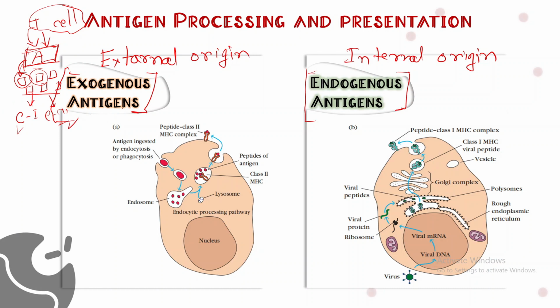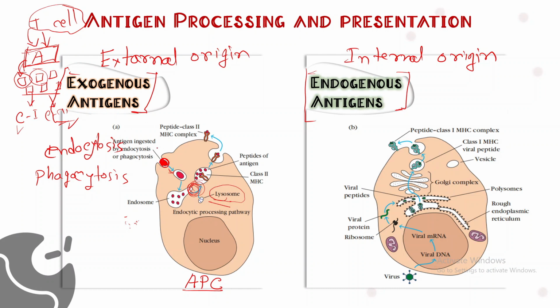Now let's see the exogenous antigen. This exogenous antigen comes from outside of the cell and enters by endocytosis or phagocytosis. Ultimately, this exogenous antigen binds to the MHC class 2 molecule, and the MHC class 2 molecule presents this antigen. This happens in antigen presenting cells, and we know there are many types of antigen presenting cells, like macrophages, dendritic cells or B cells.